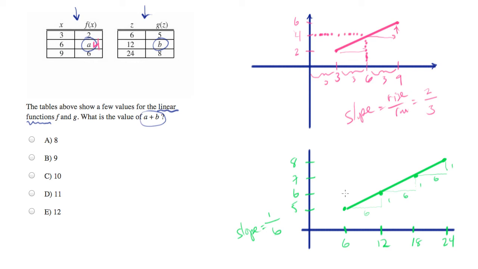And now you can read off the chart. 12 should be connected with the point 6. So B here is 6. And now we can add together these values, 4 and 6, to get 10, which will be our answer.